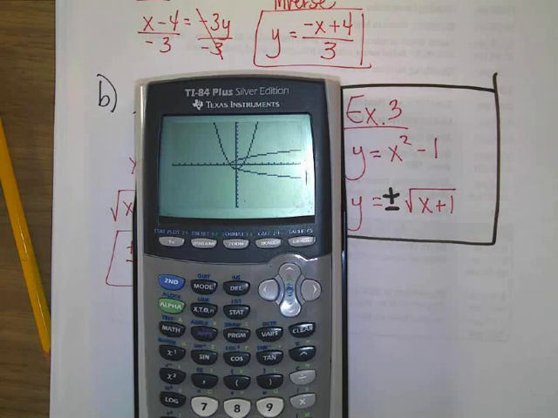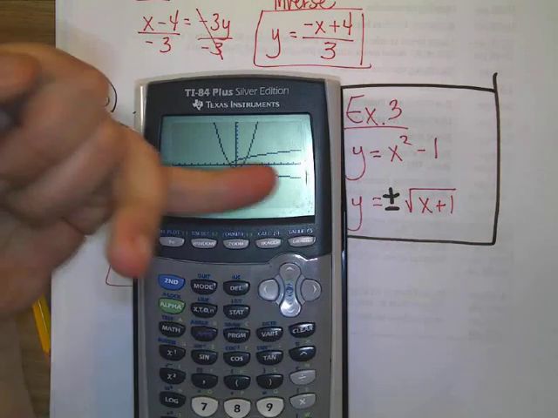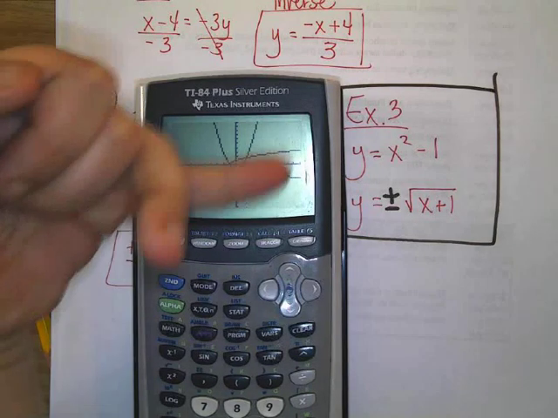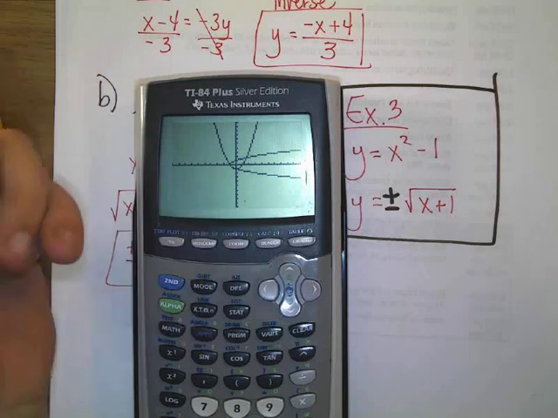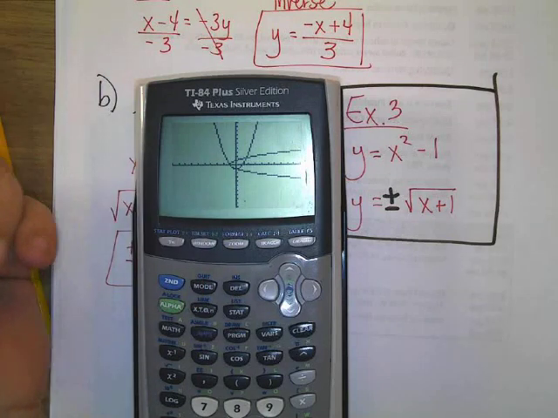Why couldn't we graph the sideways parabola as one function? Is it a function? No. It fails the vertical line test. So the reason we had to break it up into plus and minus is that this one right here is actually not a function. It fails the vertical line test. That's why our calculator won't graph it like that.